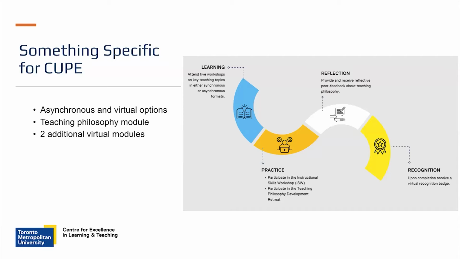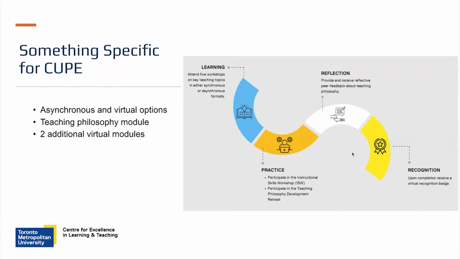The second is the practice piece. So the first piece is learning some of these key facilitation or key teaching pieces. And then the next piece is getting a chance to practice. One is by participating in the ISW, which is the Instructional Skills Workshop. David, pause on that because David is going to speak to that a little bit more in a couple of minutes. And then the second, which we are currently not offering at this moment, but that's okay because you have the ISW option, is a teaching philosophy development retreat.